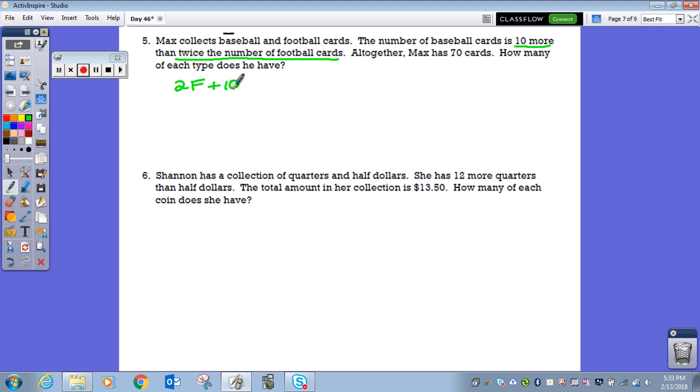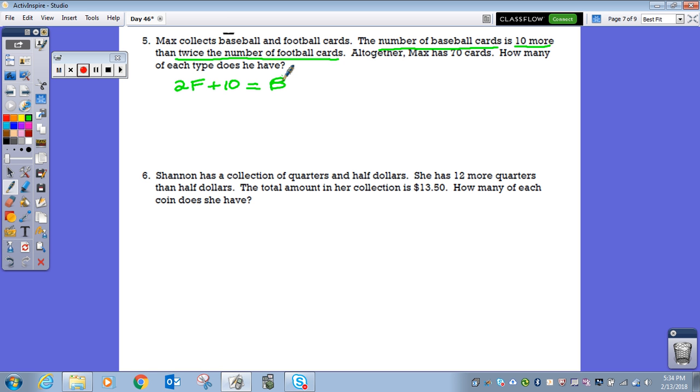So plus 10, okay? And again, what is that? That's the number of baseball cards, right? And so that's what B is equal to. So 2F plus 10 is equal to B, right? Because it says the number of baseball cards. I should have underlined that before. The number of baseball cards, so that's our B, is 10 more than twice the number of football cards. And so we should be okay with that first equation now.